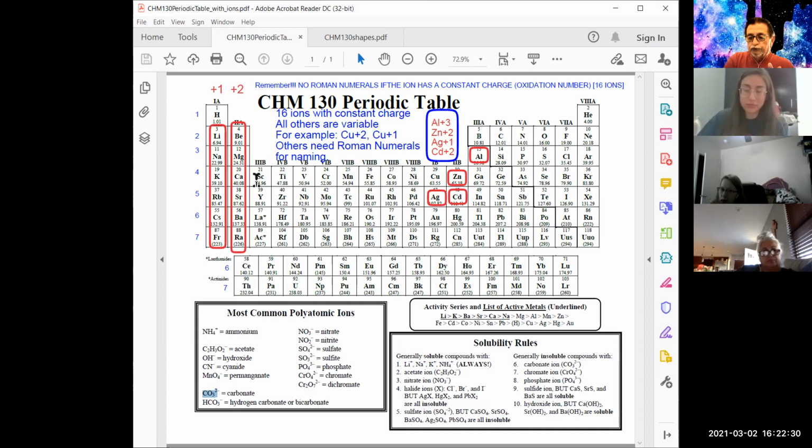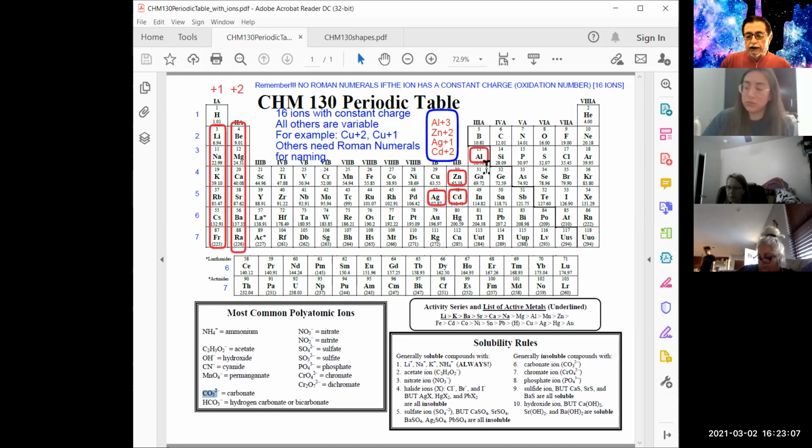Next neighbor, group 2, starting with beryllium on down, 100% of the time will always have a +2 charge. Then there's 4 more. If you count those, that should be 12 metals total. And then we're going to add 4 more, starting with aluminum, number 13. Aluminum is in group 3, with 3 valence electrons. It will always have a +3 charge.